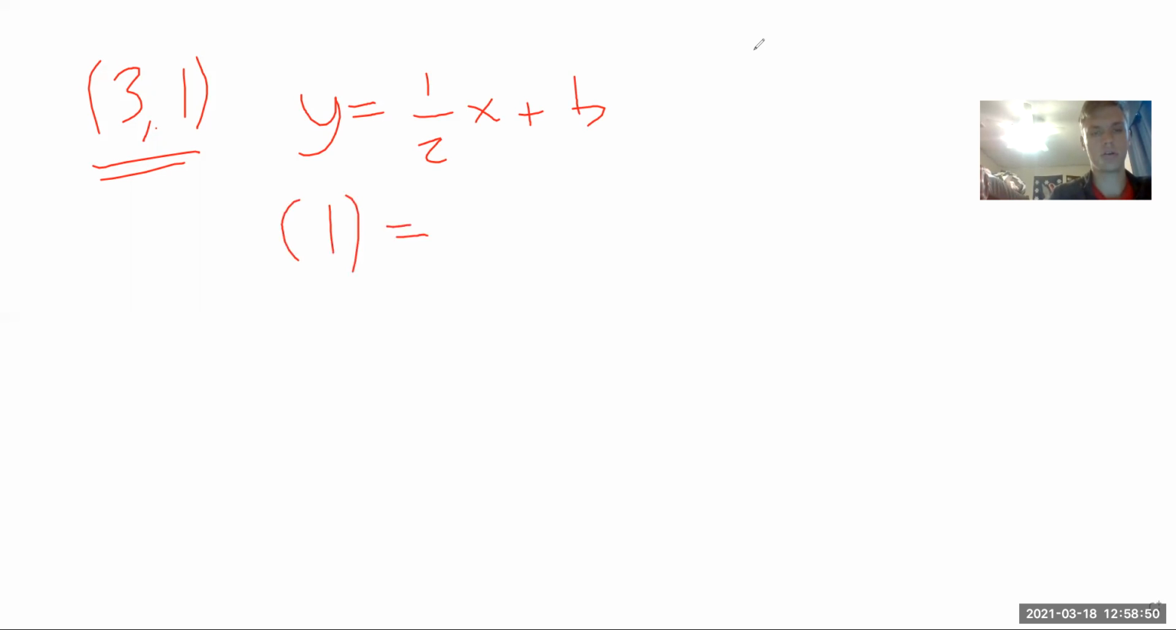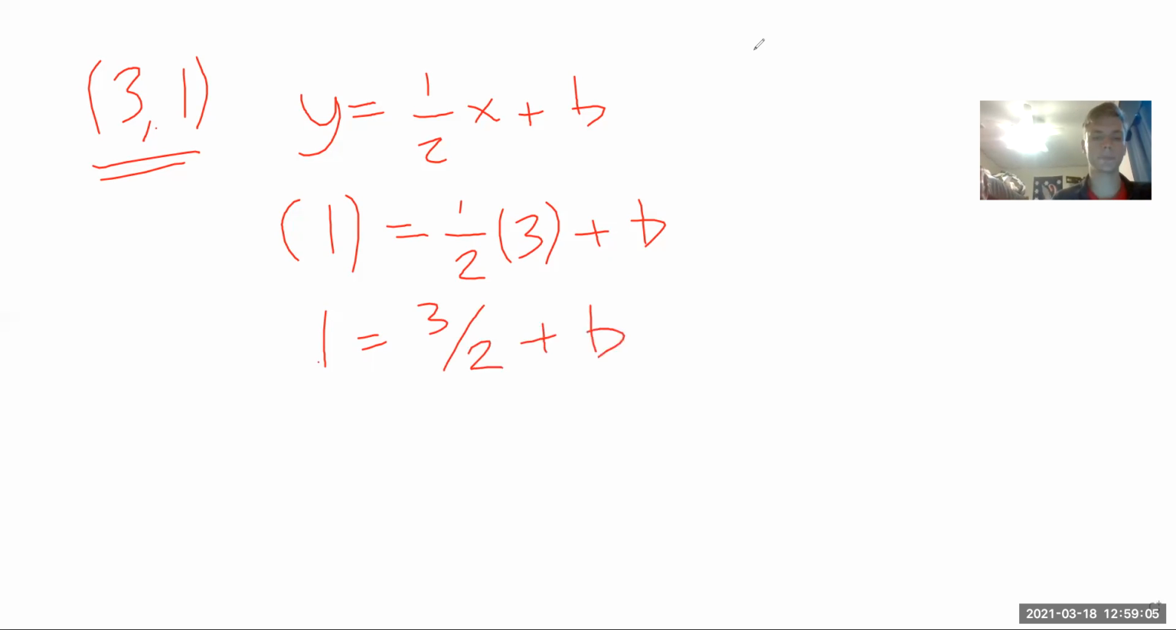Y is 1 when x is 3. And now we only have one variable. We need to isolate that variable so we can find it. We have actual numbers here. Let's do that. We have 1 equals 3/2 plus b. We subtract 3/2 from both sides. 3/2 is 1 and 1/2, by the way, just to make that clear. This goes away because 3/2 minus 3/2 is 0. This is 2/2 minus 3/2, which is minus 1/2.